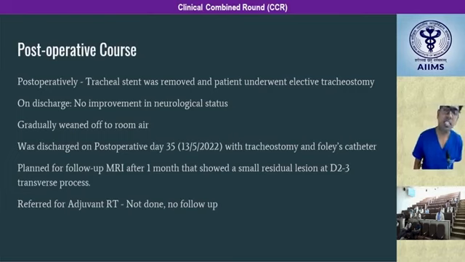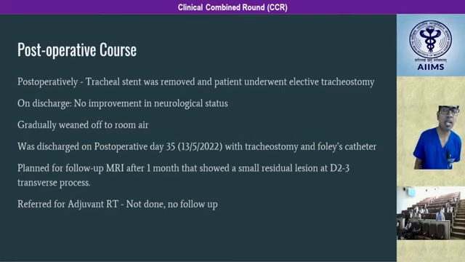Post-operatively, the tracheal stent was removed and the patient underwent elective tracheostomy. But the patient didn't have any improvement in the neurological status. Gradually, the patient was weaned off from the ventilator and he was tolerating room air. The patient was discharged on post-operative day 35 with a tracheostomy in situ and on Foley's catheterization.